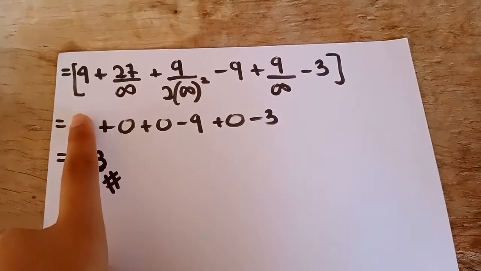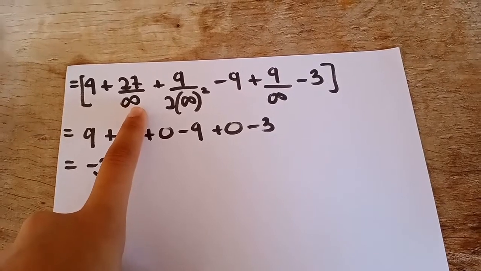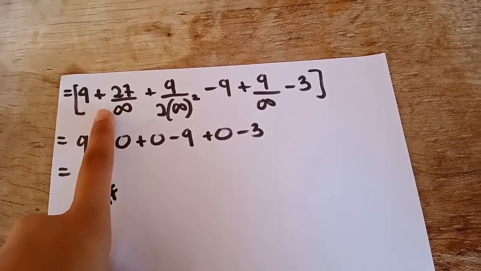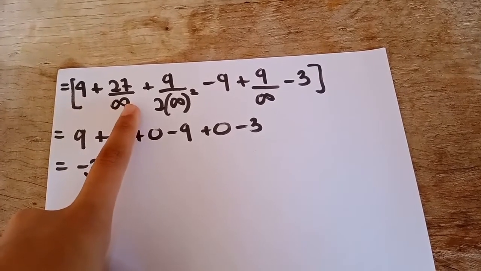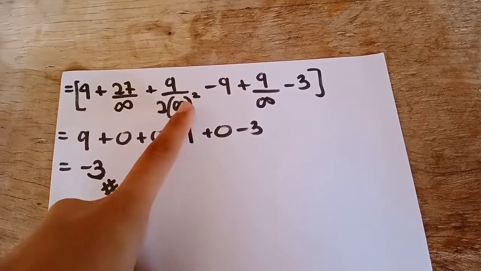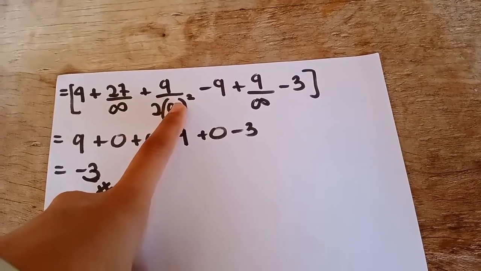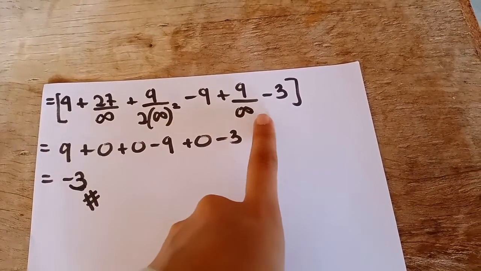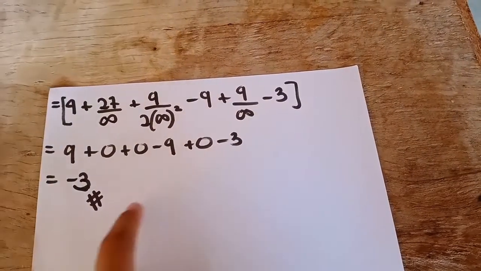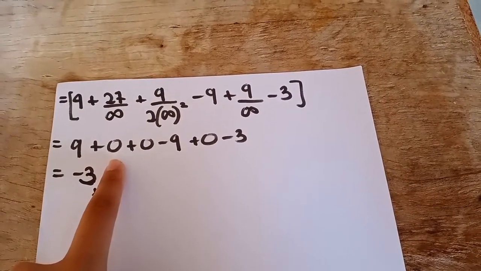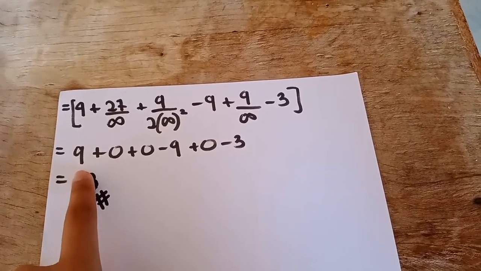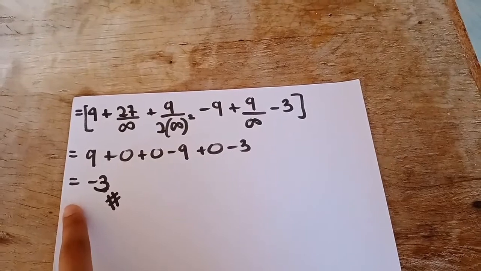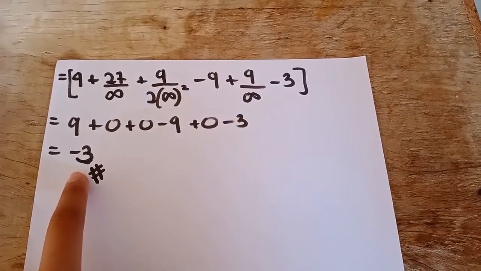So as we know, n approaches infinity, and we substitute infinity into n, and we get 9 plus 27 over infinity plus 9 over 2 infinity squared, minus 9 plus 9 over infinity, minus 3. And as we know, any number divided by infinity is 0, so we get 9 minus 9 minus 3, and the final answer is negative 3. So thank you.